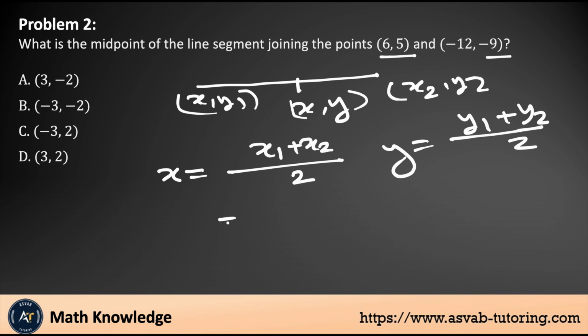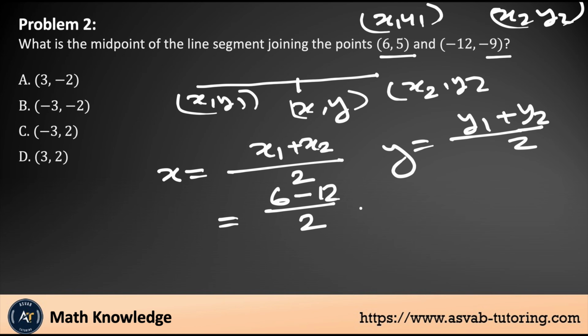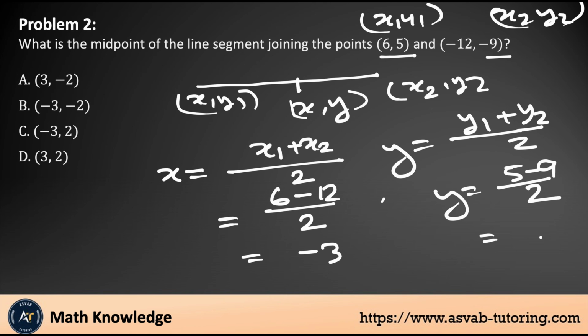Just plug these values in here. You could write anything as x1, y1, x2, y2, it doesn't matter. So let's mark it x1, y1 here, and then x2, y2 there. If you plug in those values, you get x equals 6 minus 12 over 2, and y equals 5 minus 9 over 2. So 6 minus 12 is negative 6, divided by 2 gives you negative 3 here, and then y gives you negative 2. So that is the final answer: (-3, -2).